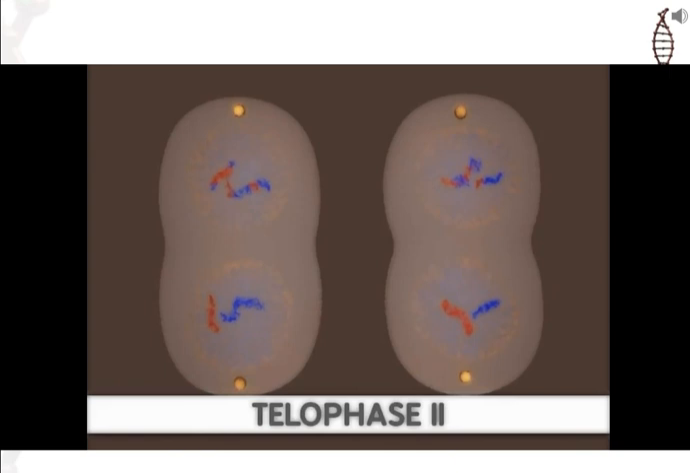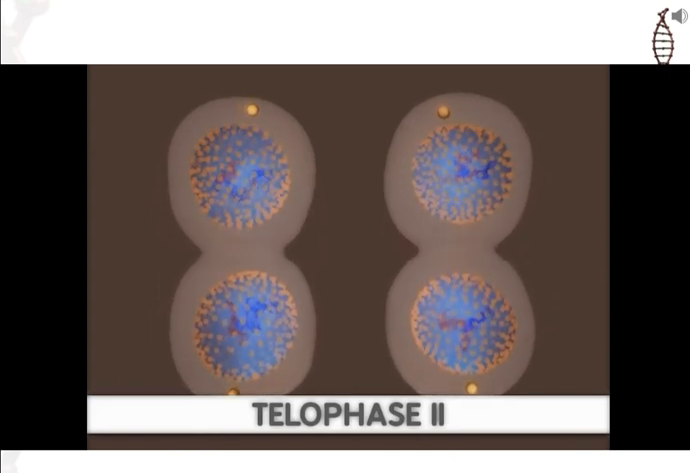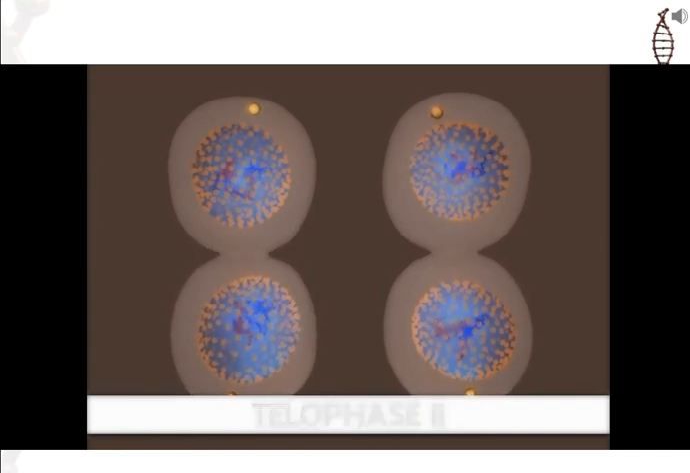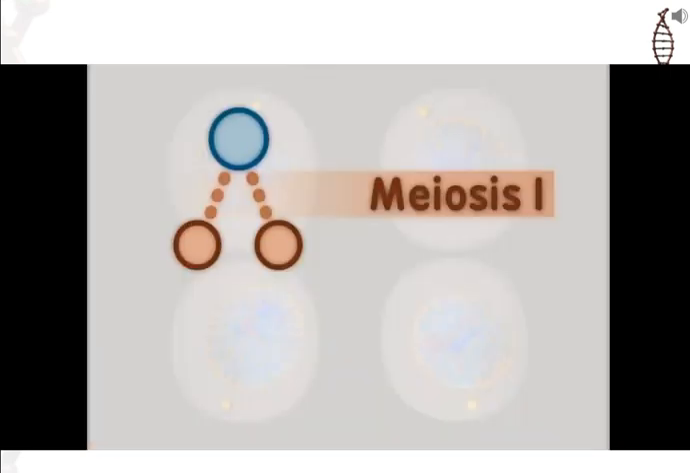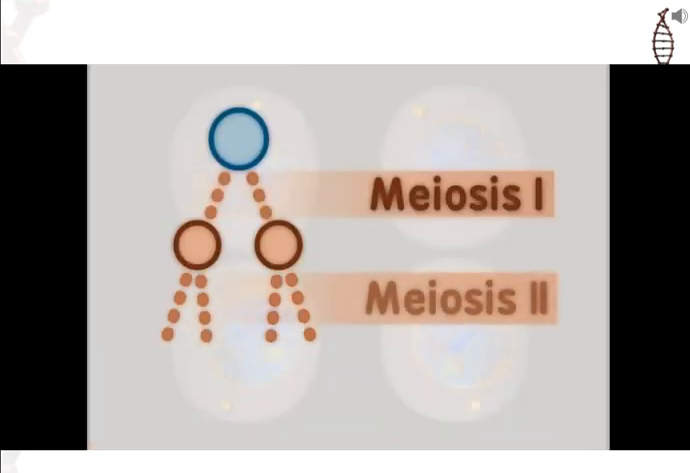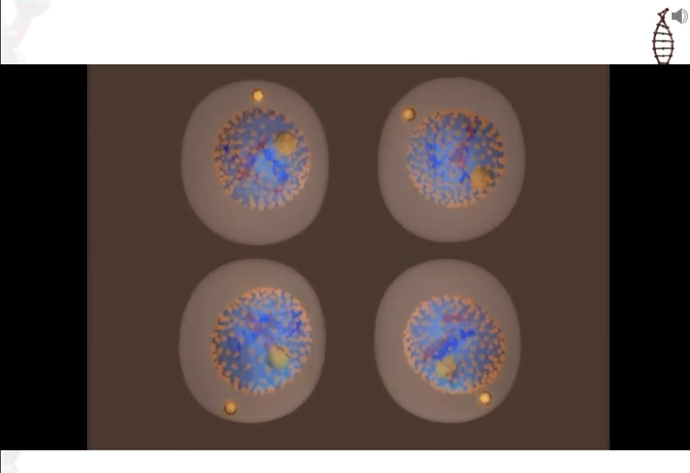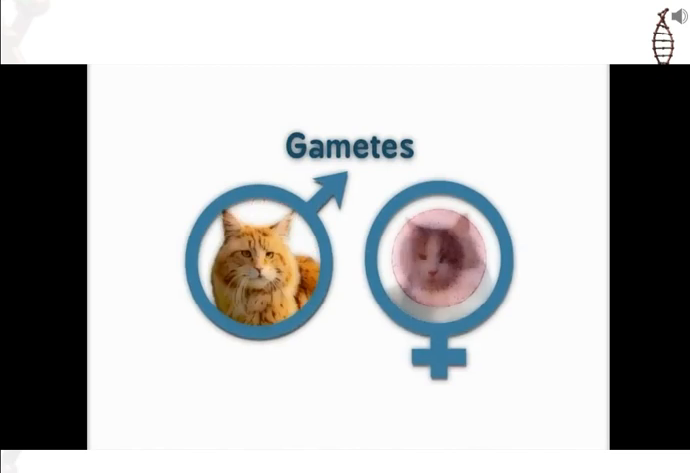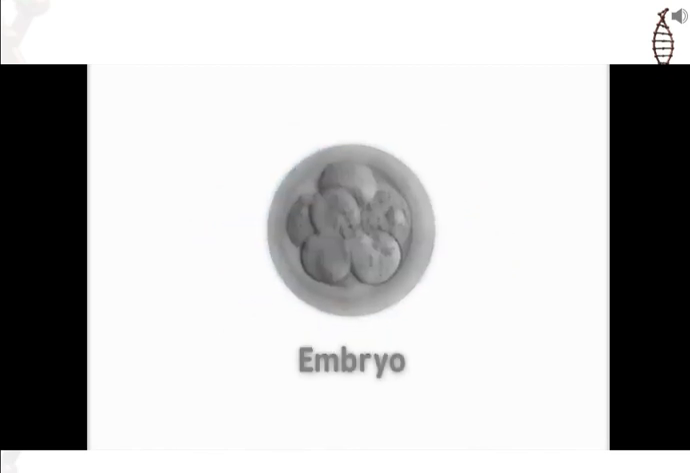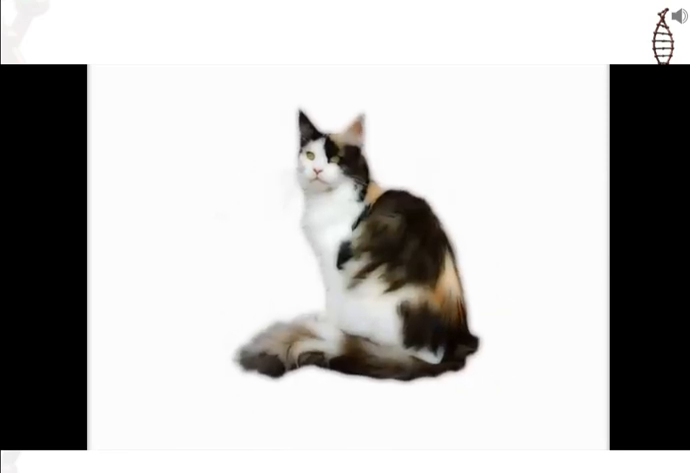In telophase 2, the nuclear membrane reforms and the cytoplasm is divided into the 2 haploid daughter cells. This division is called cytokinesis. Since meiosis 2 began with 2 cells, and each of those cells were split into 2 cells, we now have 4 unique haploid cells at the end of meiosis. These cells are gametes. 2 gametes, one from a father and one from a mother, may fuse to produce a diploid embryo. The resulting embryo then grows through many cycles of mitosis.